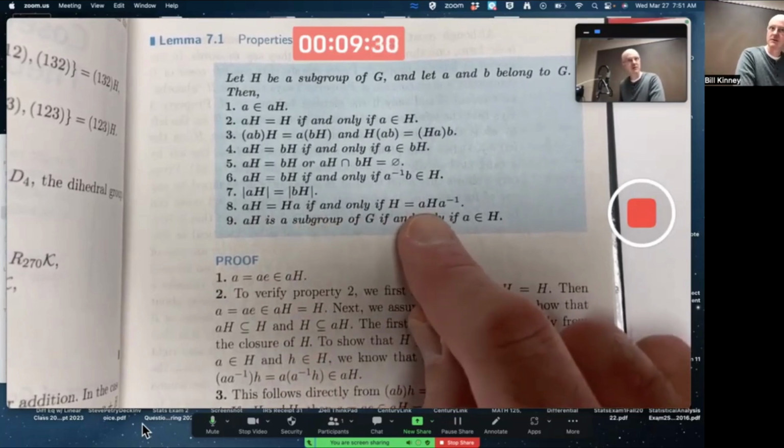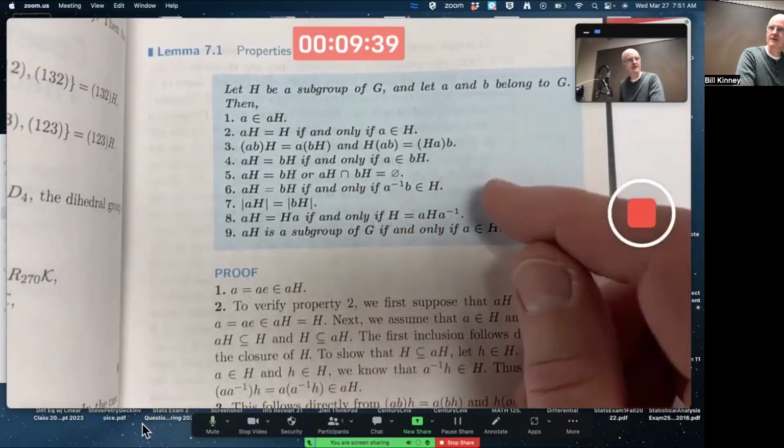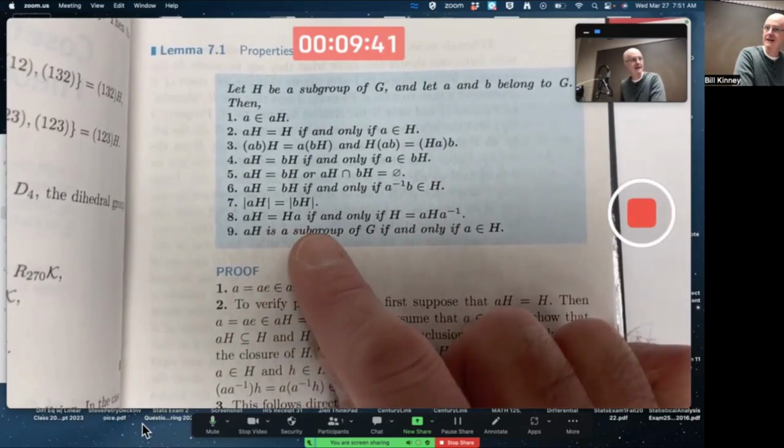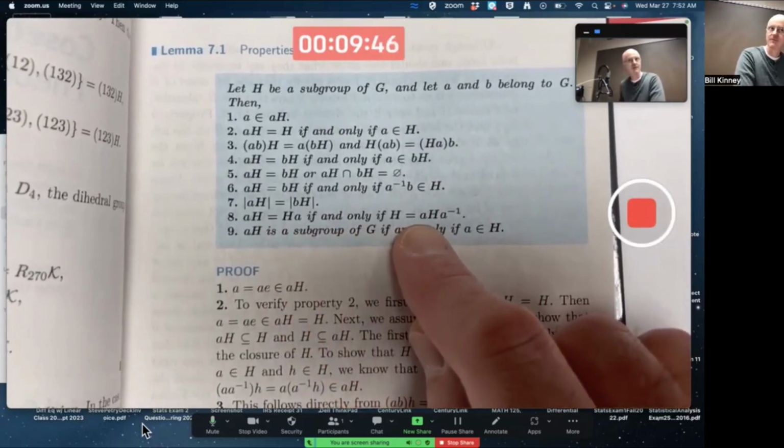This is related to the normal subgroup test. If this is true no matter what a is, then H is normal as well. But in this particular lemma, there's nothing about this being true for all a. It's just saying if this is true for a particular a, then this is also true, and vice versa.